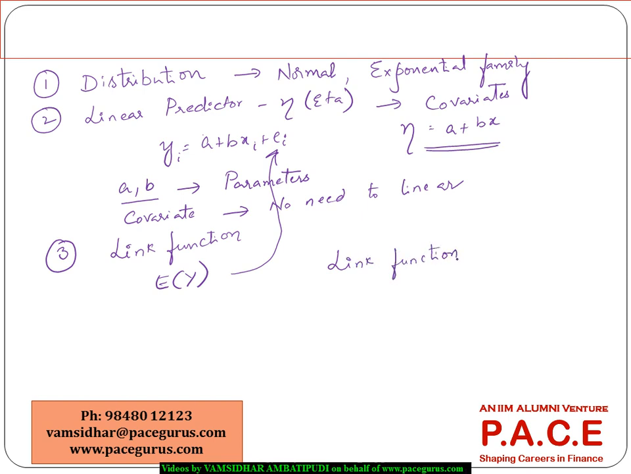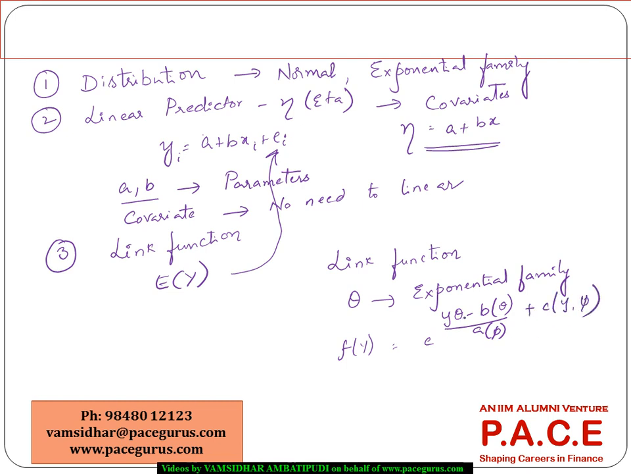In general, we see that the theta which we use in the exponential family distribution model is generally acting as the link function. If you remember, for an exponential family function, I can write its density function in the form of y theta minus b of theta divided by a of phi plus c of y comma phi. Now, whatever this theta is, that generally comes out as my link function. We'll discuss it in slightly more detail.